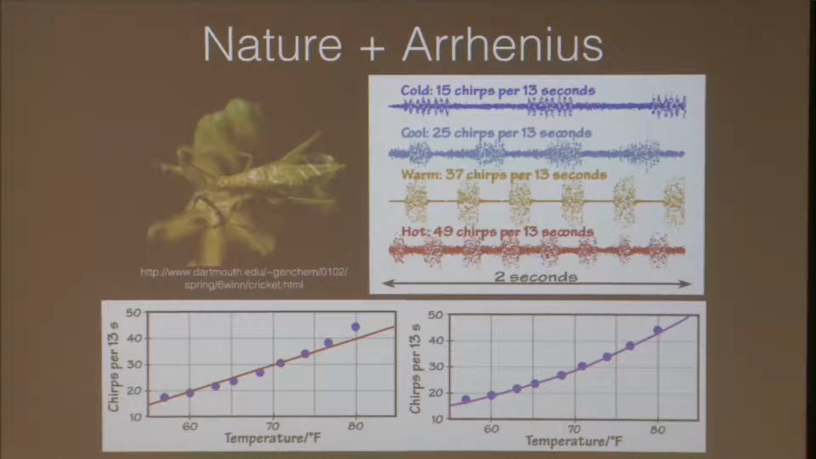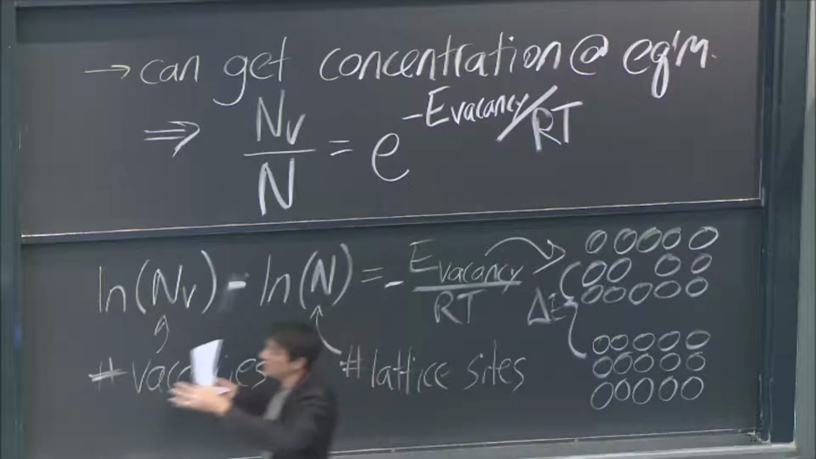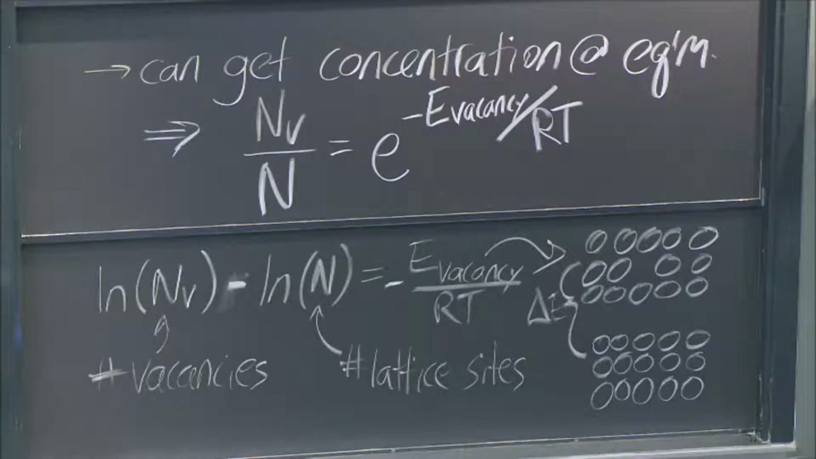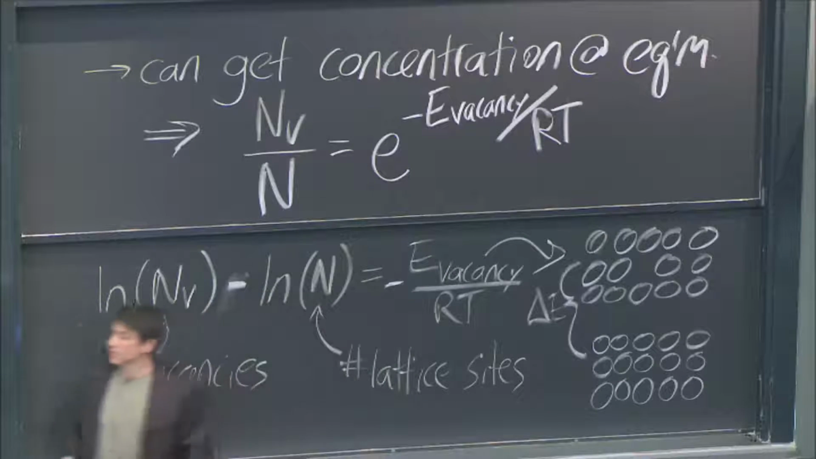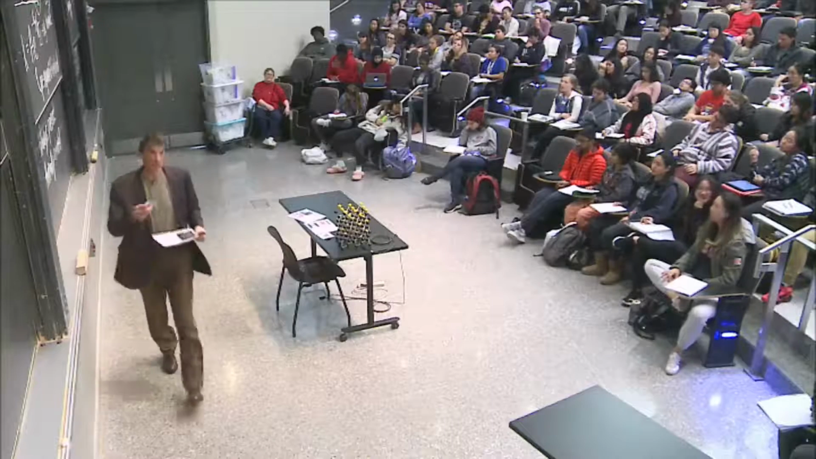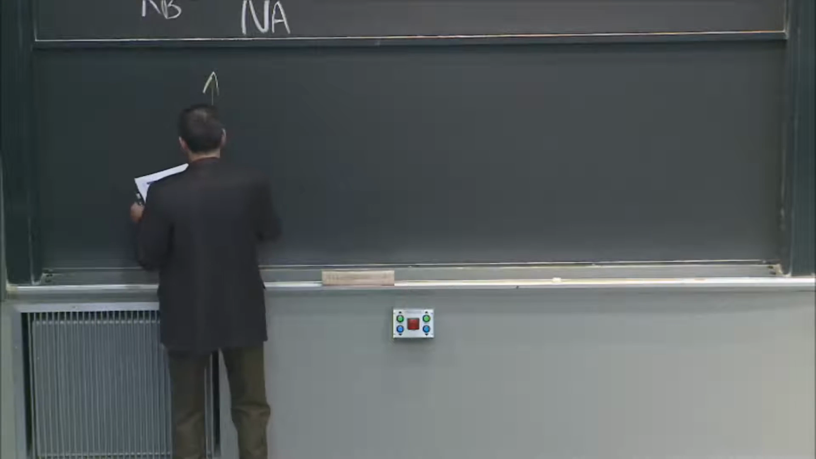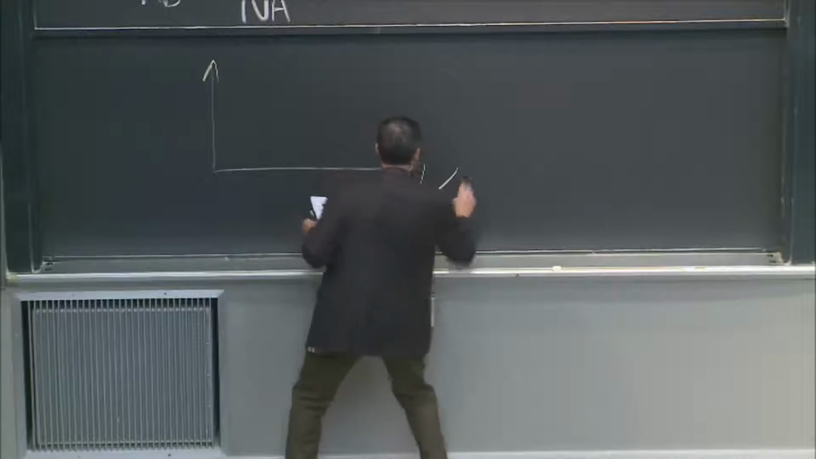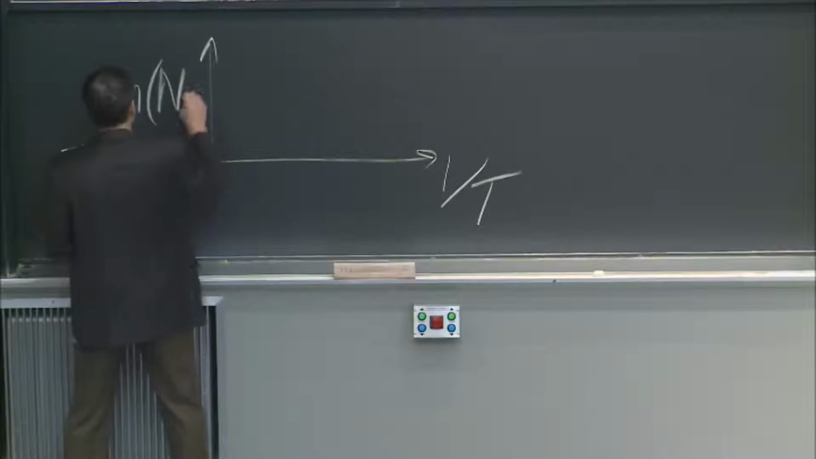And you can go even further, because now you see this is a line, and we're going to do that a lot when we go into reaction kinetics. If you have an exponential and you take a log, that's a line versus 1 over T. That's another way you could look at data. They didn't do it there, but you could plot 1 over T versus the log of the number of vacancies.